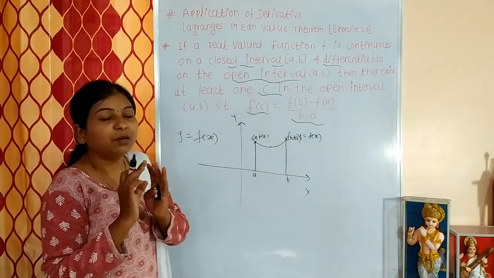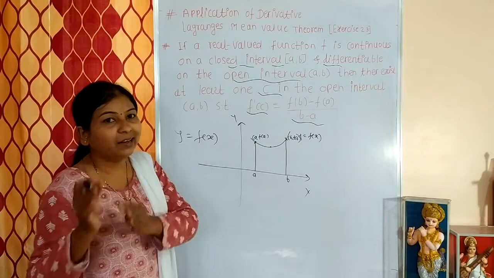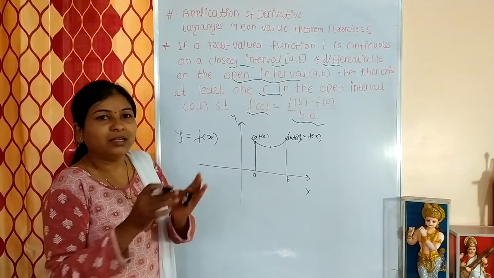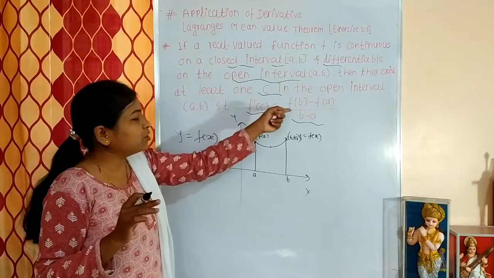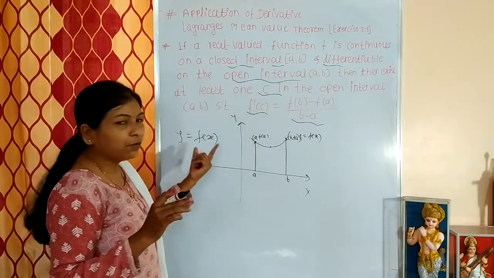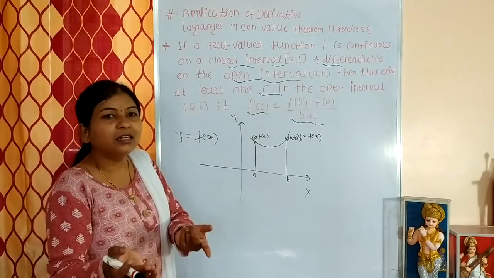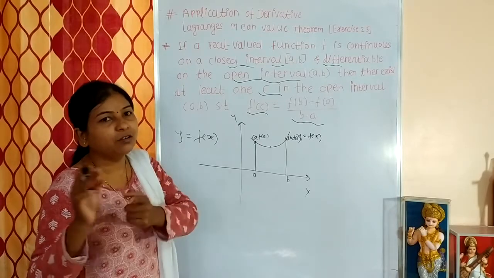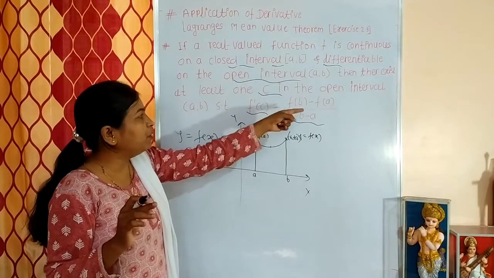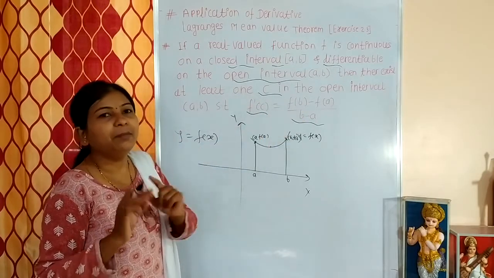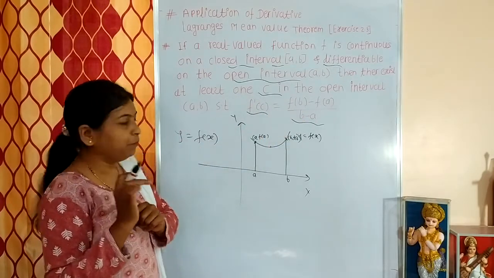Remember the difference between Rolle's theorem and Lagrange's mean value theorem. Some things are the same and only one point is different, f dash of c. At the time of Rolle's theorem there are three conditions, and the third condition is f of a is equal to f of b. Here there are only two conditions, and for f dash of c we have to find the formula f of b minus f of a divided by b minus a.